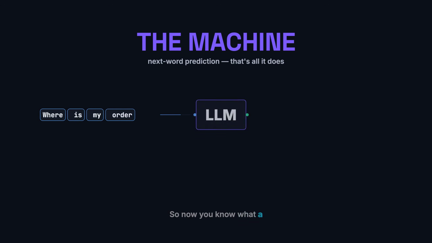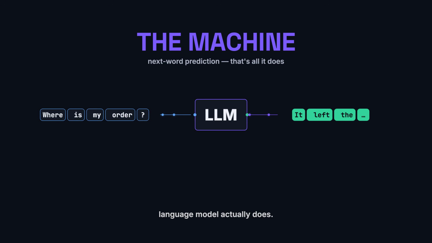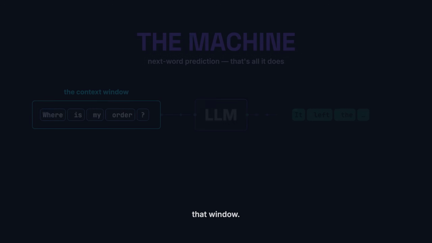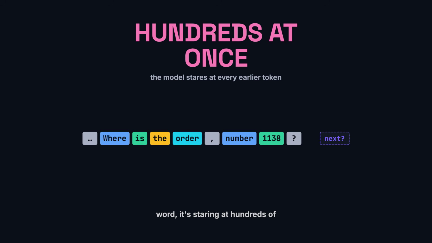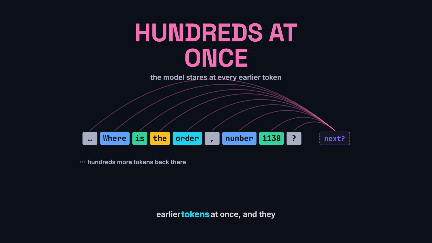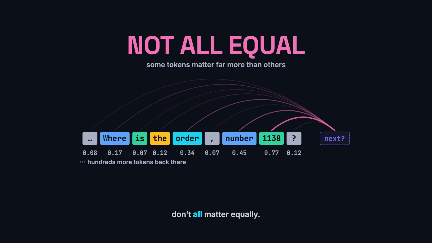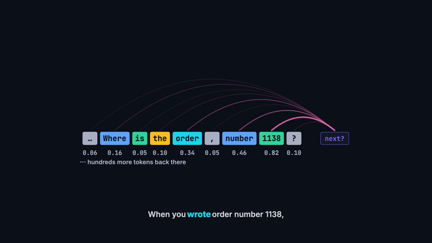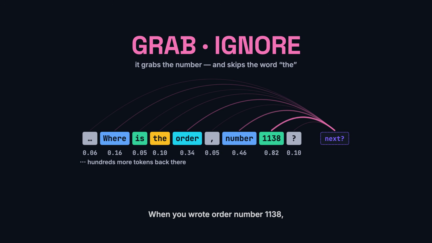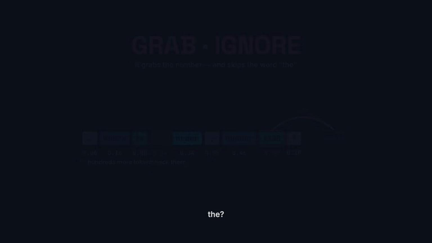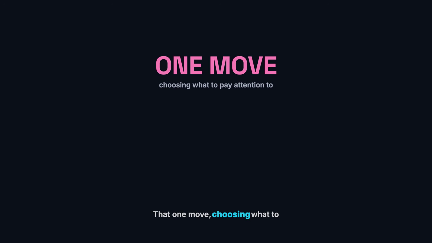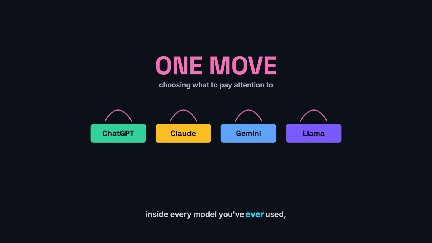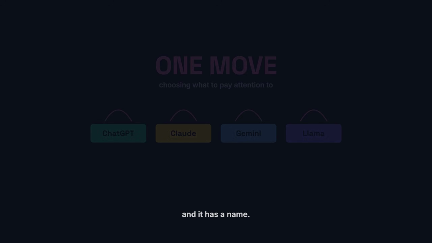So now you know what a language model actually does. But look a little closer at that window. When the model predicts the next word, it's staring at hundreds of earlier tokens at once, and they don't all matter equally. When you wrote order number 1138, how did it know to grab the number and ignore the word the? That one move, choosing what to pay attention to, is the engine inside every model you've ever used, and it has a name. Attention.